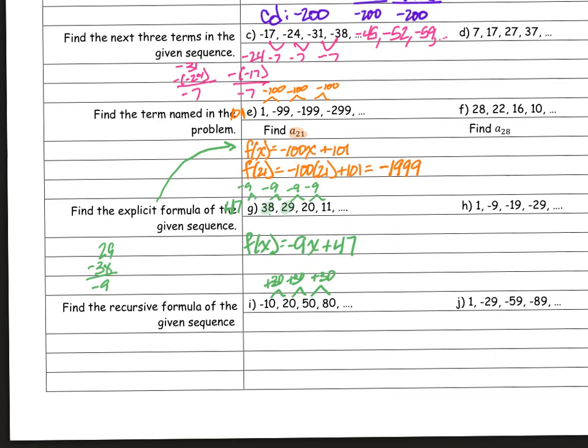So how do I write this out? Well, to get to my next term, f of n, I take my previous term, f of n minus 1, and I add 30. And then I say f of 1, my first term, equals negative 10. And that's it. Done.